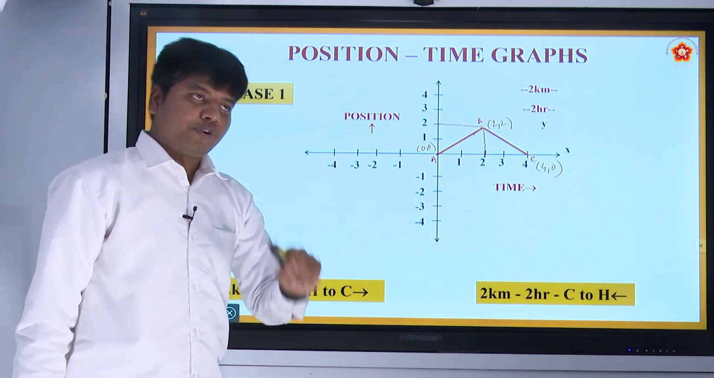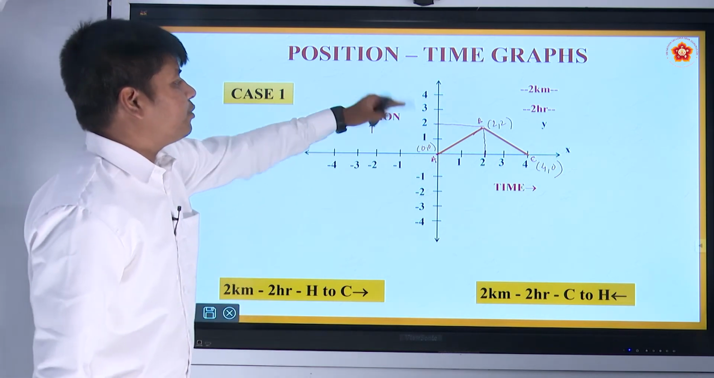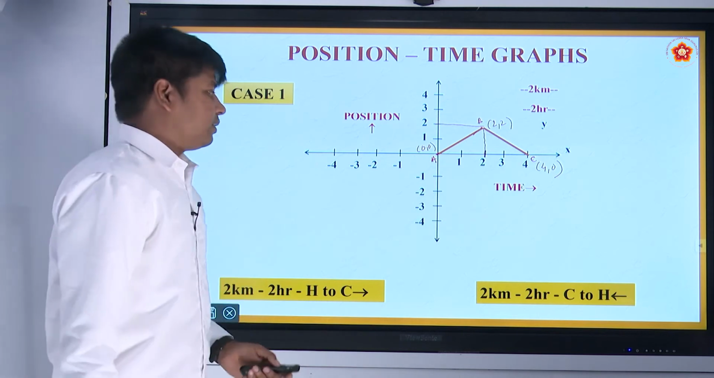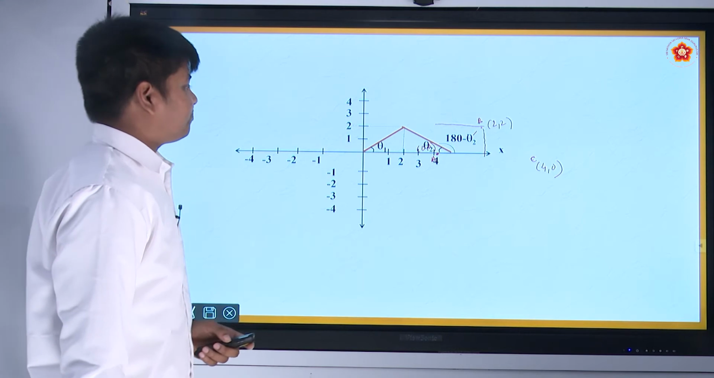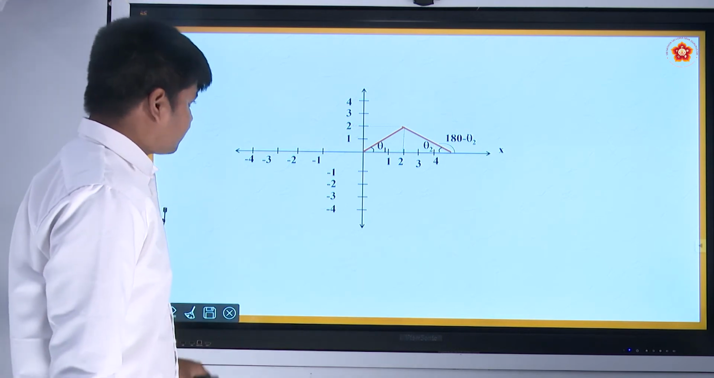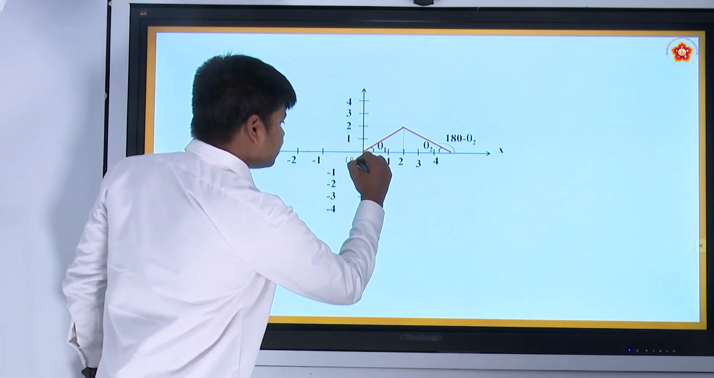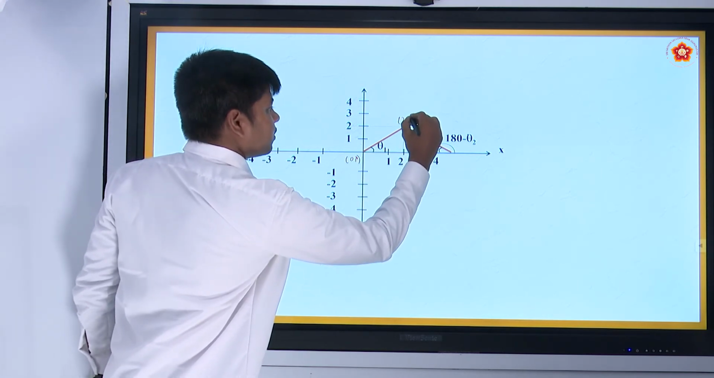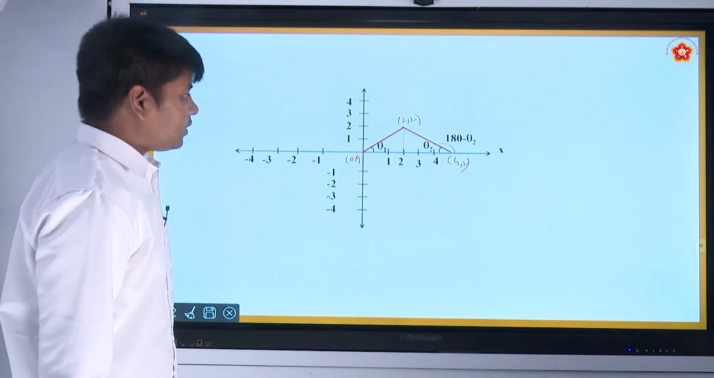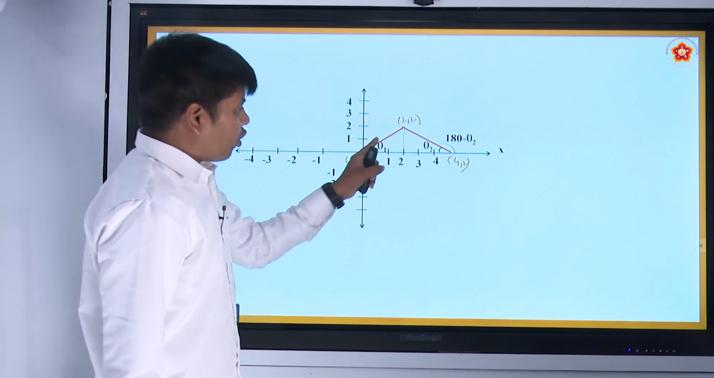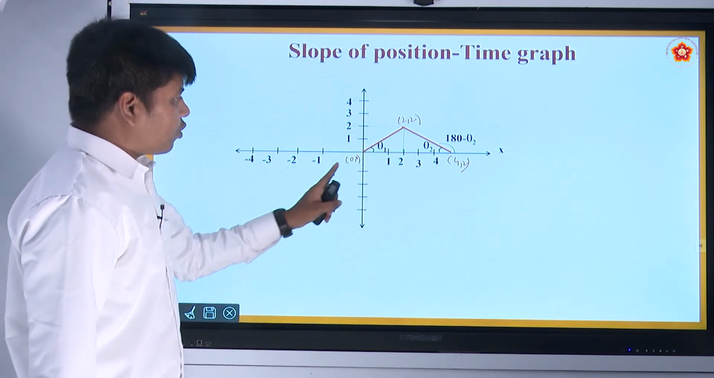The slope of this position time graph will give you the velocity. It is the changing of position with respect to time, right? The slope of position time graph will give you the velocity, what we have already studied. Now, as we have given, let us give this 0, 0, 2, 2, 4, 0. Is the slope constant overall?